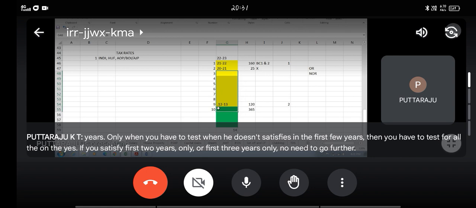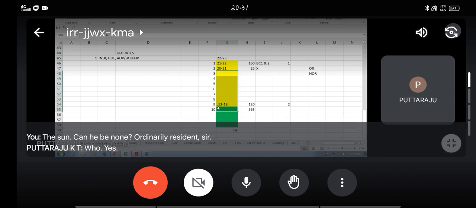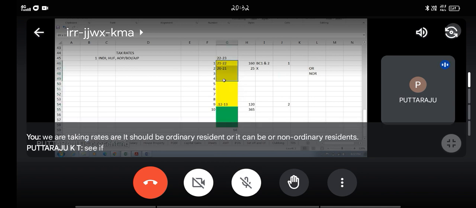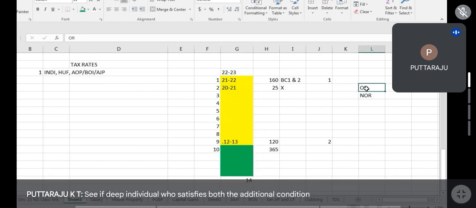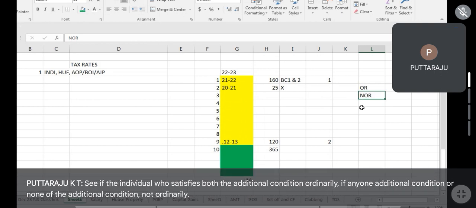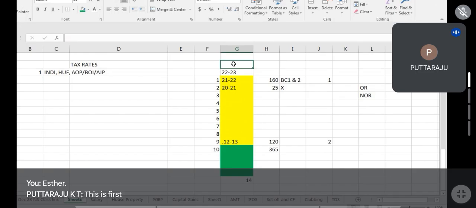Sir, can he be non-ordinarily resident? Now we are checking, right? It should be an ordinary resident or a non-ordinary resident. See, if the individual satisfies both additional conditions, he is ordinarily resident. If he satisfies any one additional condition or none of the additional conditions, he is not ordinarily resident. Okay, sir. This is the first additional condition.